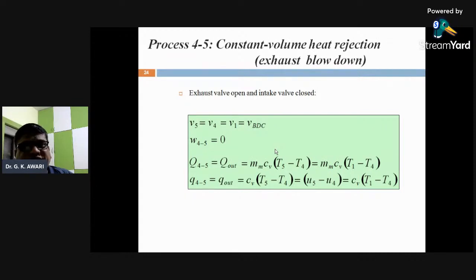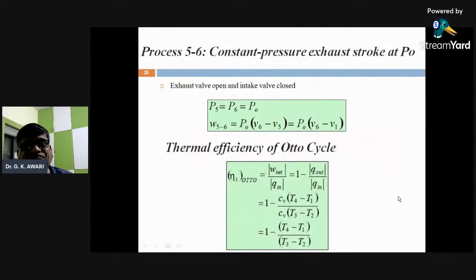So here in this case, it is a constant volume process. Therefore, V4 is equal to V5 is equal to V1 is equal to VBDC, bottom dead center, and work done 4 to 5 is 0. So Q45 is equal to Q out is equal to m CV in bracket T5 minus T4, which is equal to m CV T1 minus T4. Then Q45 is equal to Q out is equal to CV T5 minus T4, which is equal to U5 minus U4, which is equal to CV into T1 minus T4.